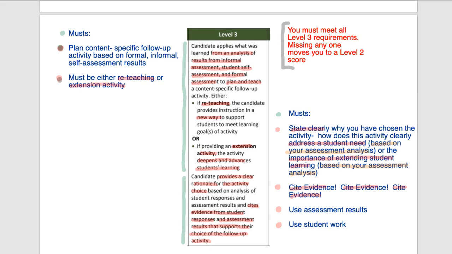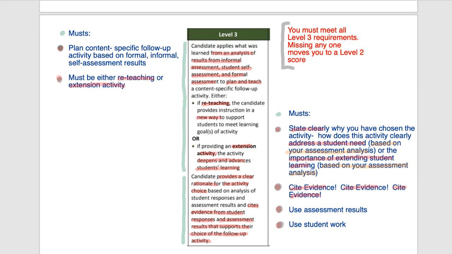You need to have a content-specific follow-up, and it must be either reteaching or extension. The musts over here: you need to say why you've chosen that activity. You need to cite evidence, and I'm adding these two: you should include assessment results and student work. So you can see these are the requirements for meeting level 3. Think of this as a kind of checklist for yourself to see how well you've done by level 3.